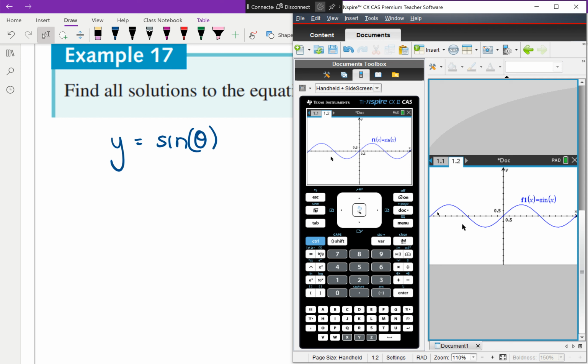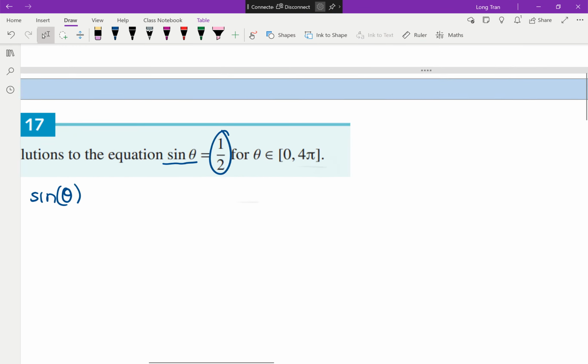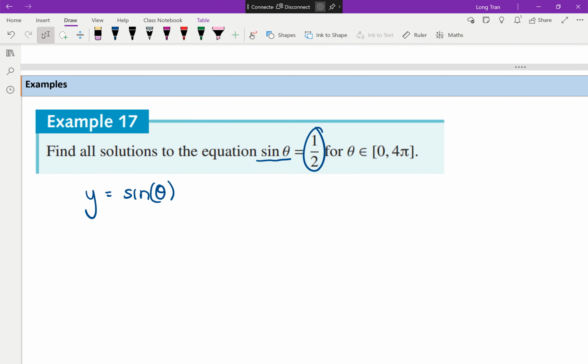So this is what it looks like graphically. You're asking, when is that graph equal to half? That red line that you see, that's where half is. At this point on the graph, I have y equals half. This point on the graph, I have y equals half. At this point on the graph, I have y equals half. Your job is to find which x values, or what angles, will give you half between 0 and 4 pi.